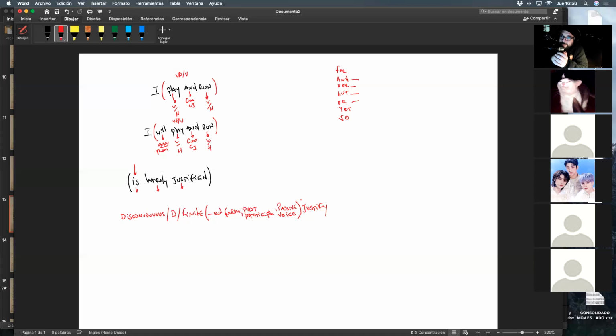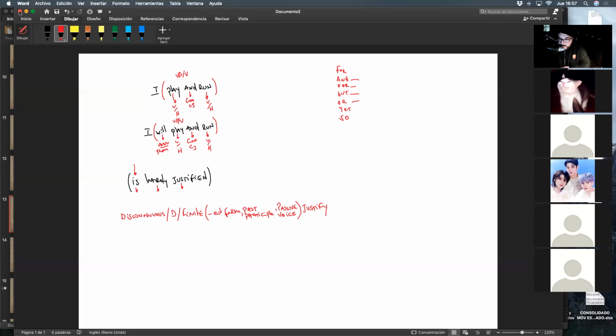Vale, entonces esa última parte considera solamente el verbo, ¿cierto? Me había confundido un poco. Todo lo que está en paréntesis es solo del main verb. Eso, main verb. Ujú. Vale, profe. ¿Ok? ¿Alguien más? ¿Otra pregunta? ¿No? Maravilloso. Son unos capos.